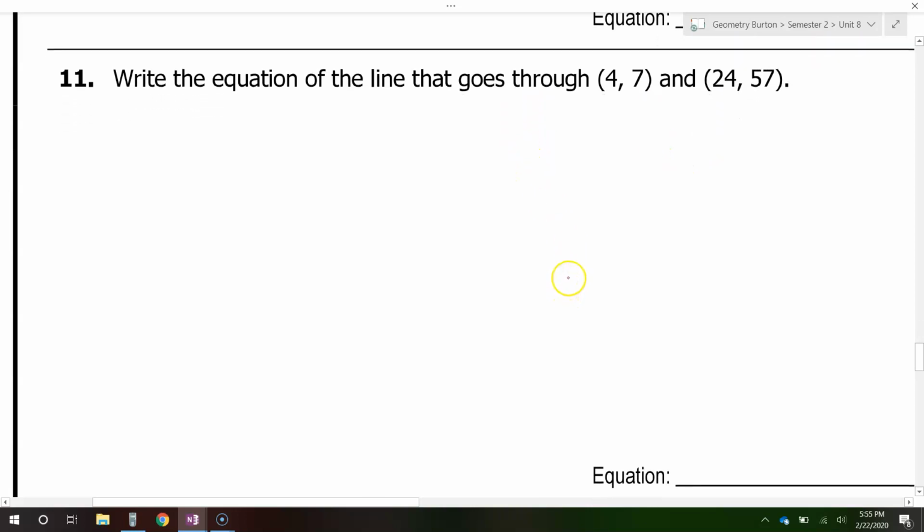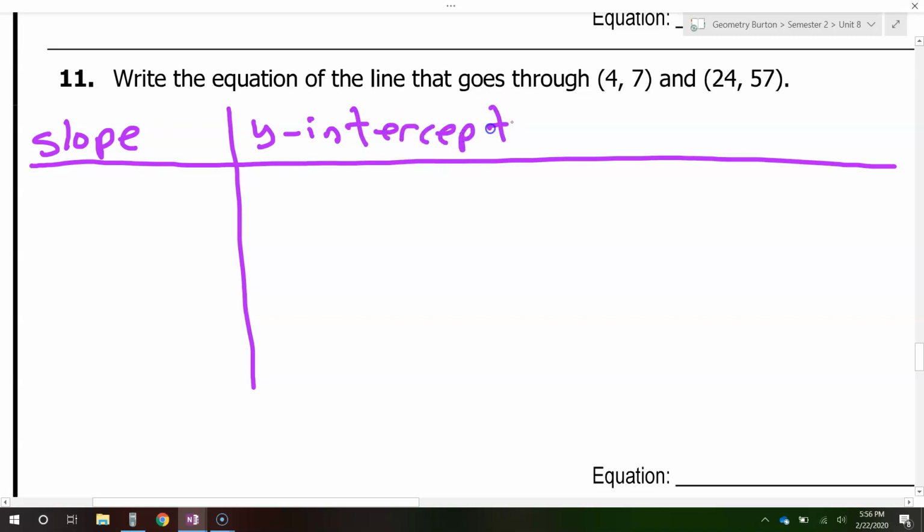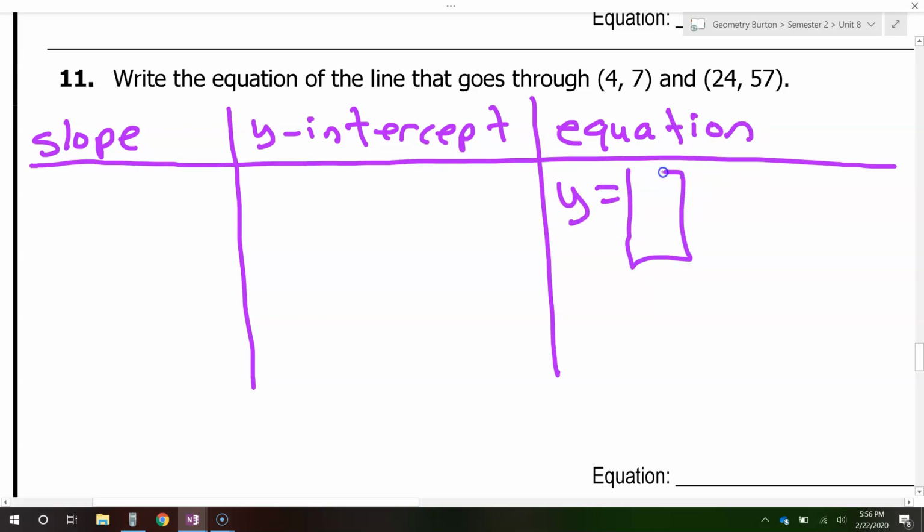Okay, well, this is the same exact thing. So let's just rinse and repeat. All right, let us use my amazing graphic organizer again. Okay, slope, y-intercept, and equation. So y equals something x plus something.